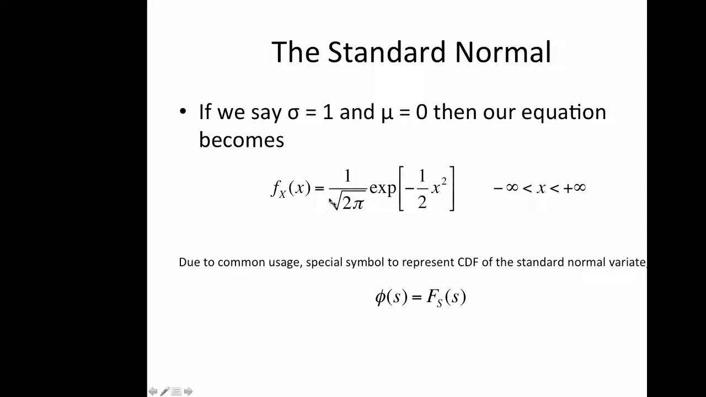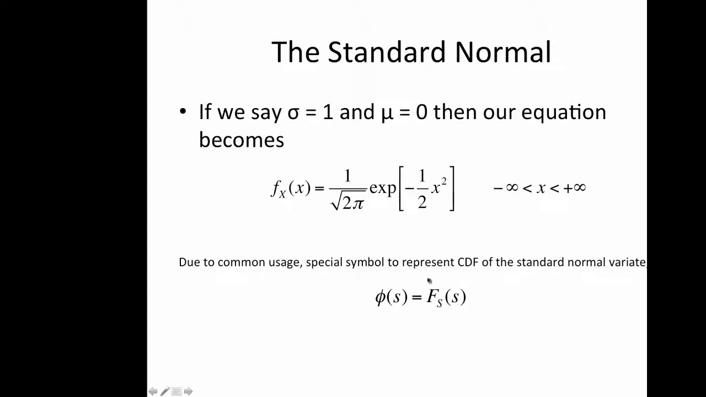You can see the sigmas have dropped out because they become 1, and the mu drops out because it becomes 0. Again, this is for minus infinity to plus infinity. The standard normal is a very useful rendering of our Gaussian distribution, as we'll see shortly. It's very commonly used, and because of that, we give it a special symbol, and your textbook adopts this symbol. This is pretty universal.